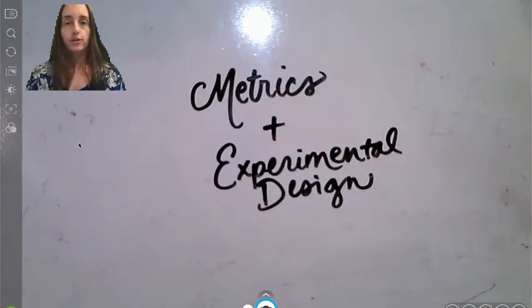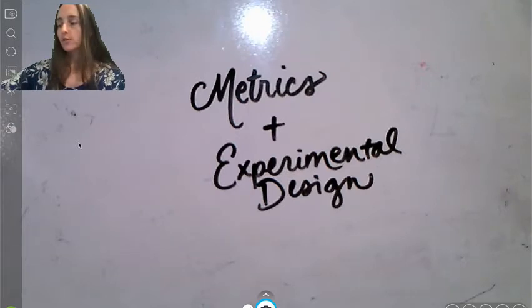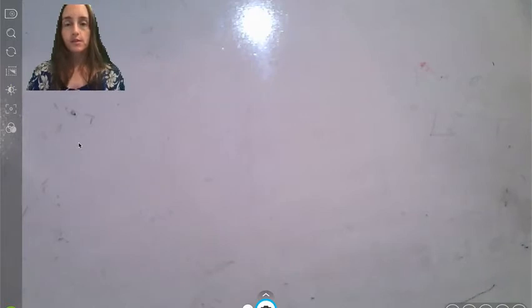Today we're going to talk about two things, metrics and experimental design. I want to start you off with metrics. Just a little review because I know you've had it before. Metrics is a very easy measurement system.